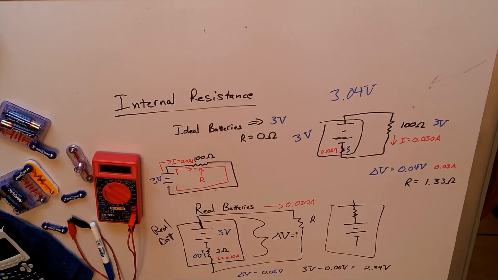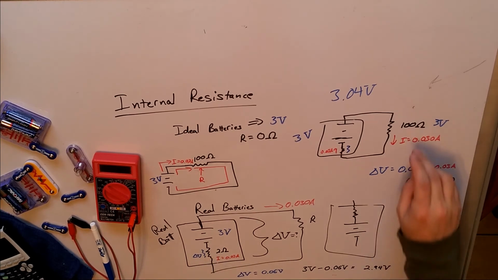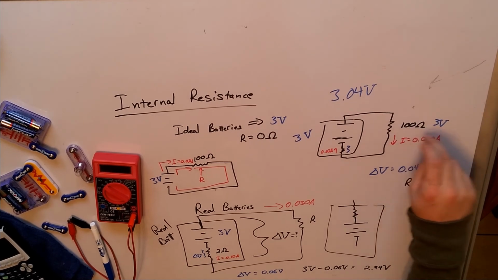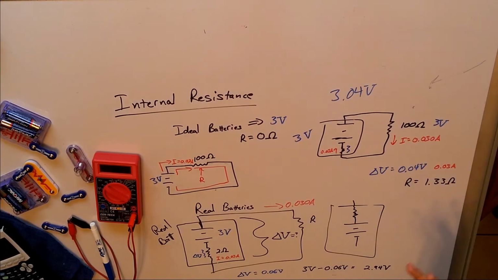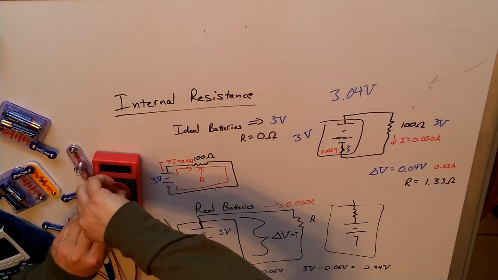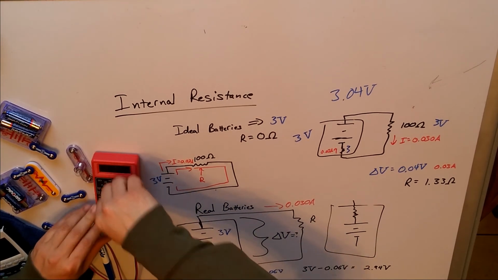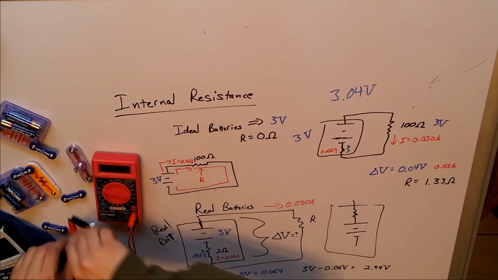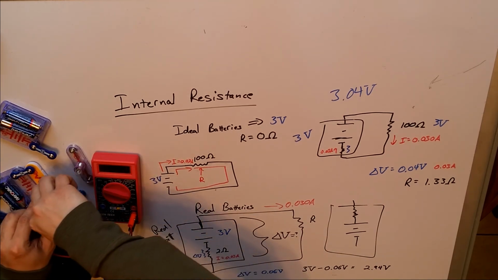Now, is that really the internal resistance? It's going to be very close to that, but I'll remind you, that's with us having a 100 ohm resistor, not a 105 that it likely is. In fact, let's double check that real quick. I'm going to set this to milliamp. Let's see what we get on our current.